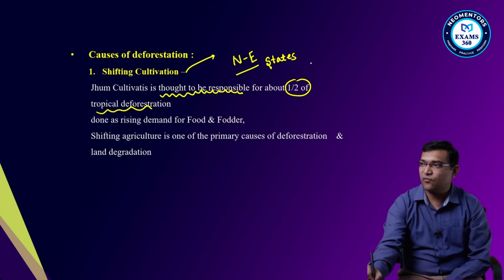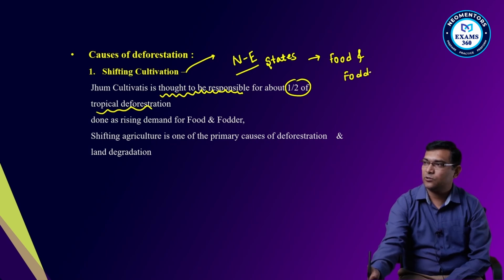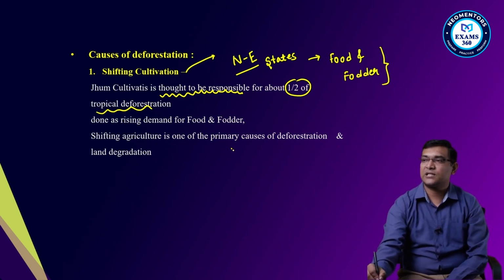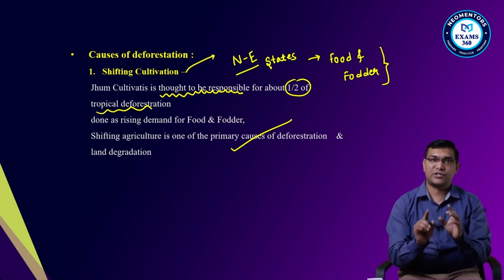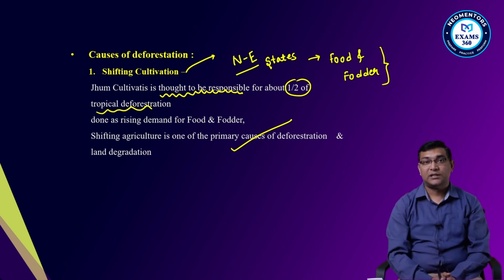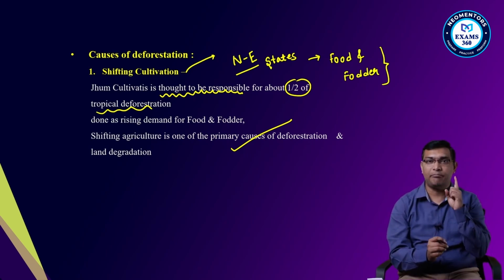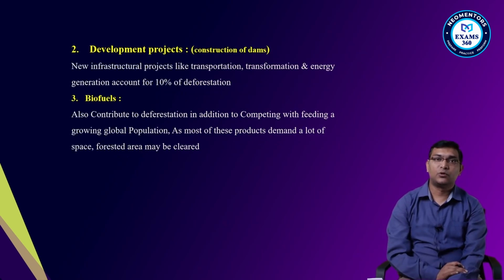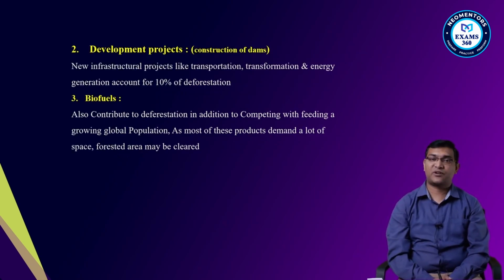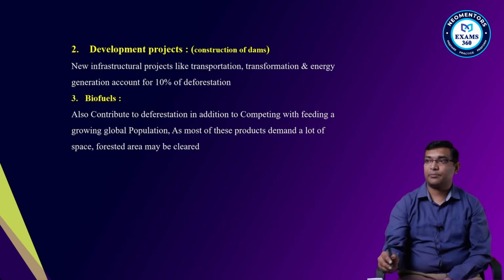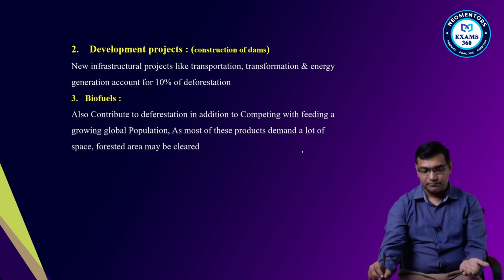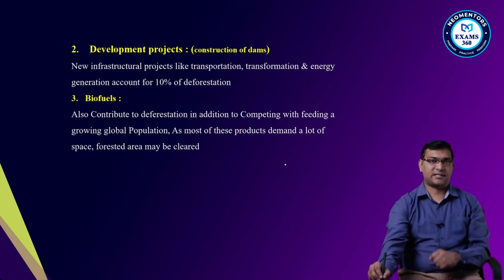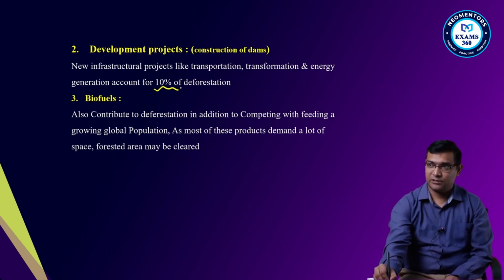Why? Raising of food and fodder. Okay, this is the main thing. So shifting agriculture is the primary cause for deforestation in India, and land degradation also. Decreasing of soil fertility is a major cause of deforestation. Right? That is your first thing. Second, infrastructural projects: construction of roads, railways, bridges or other transportation, energy like solar panels, wind energy, etc. They create 10% of the deforestation.